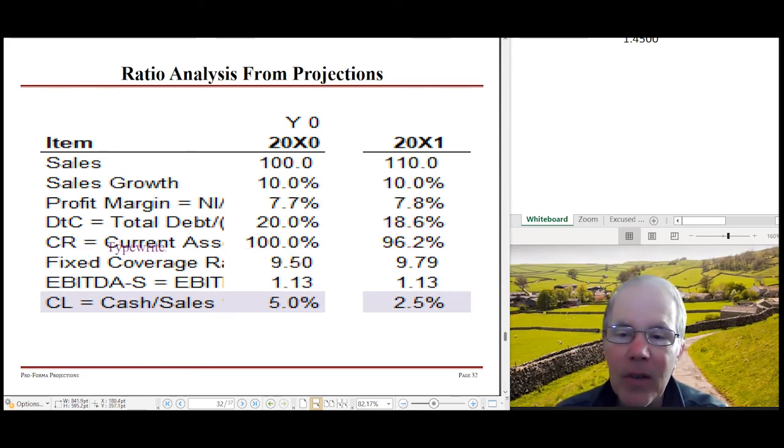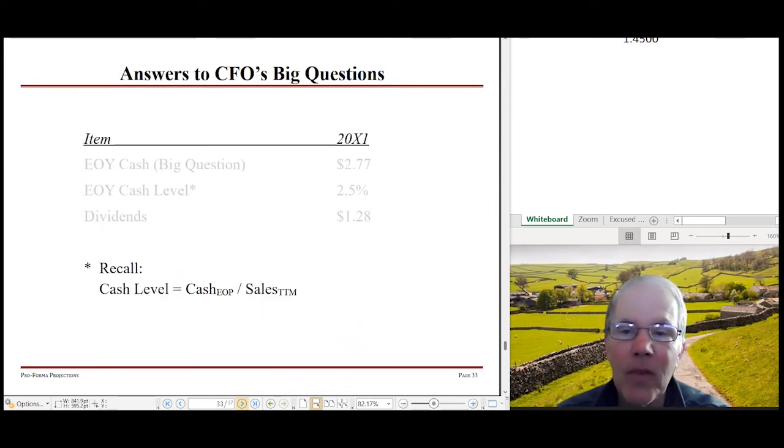The current ratio, this is a little troubling. That's current assets over current liabilities. That's a little less than 1, so that's maybe not so great. Fixed coverage ratio is still very, very good, so that's great. And the cash percent of sales has gone down from 5% to 2.5%.